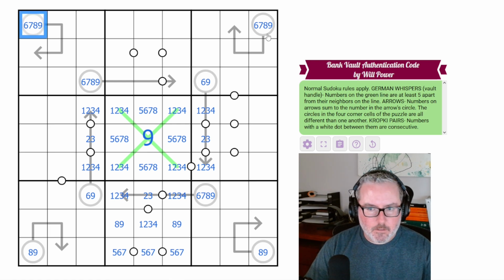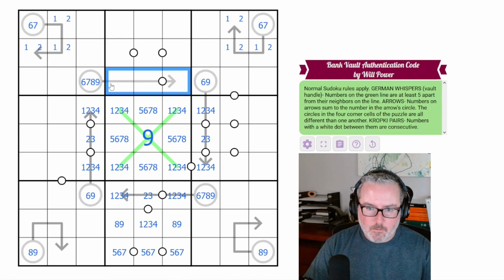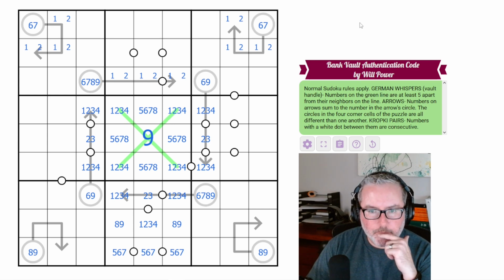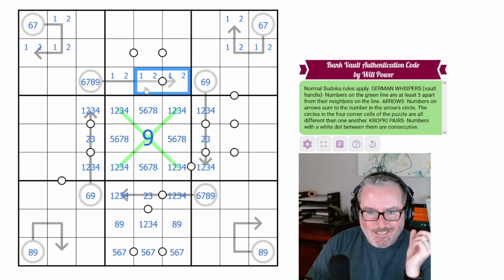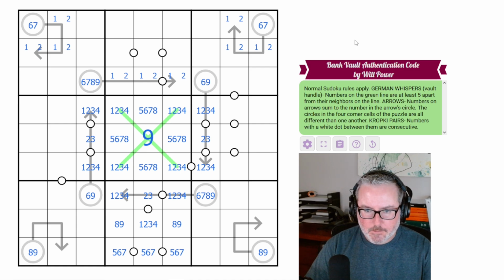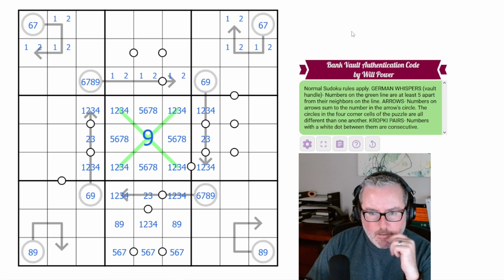Okay, so if these are 8s and 9s, these are not 8s and 9s, because again, the corners have to all have different digits. So these are 6s and 7s, which means they both have 1s and 2s on them. None of these can have 1s and 2s on them, so this has a 1 and a 2 on it. Can we take that any further? Now, I can't necessarily say that these are 1, 2. In this pair, I don't believe. Can we?